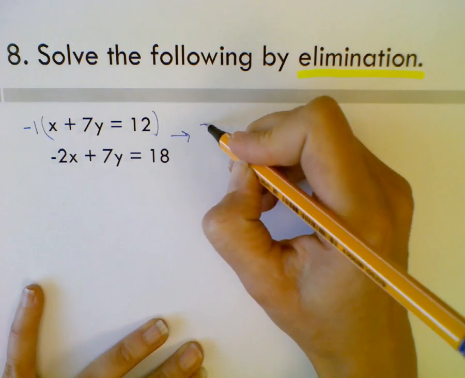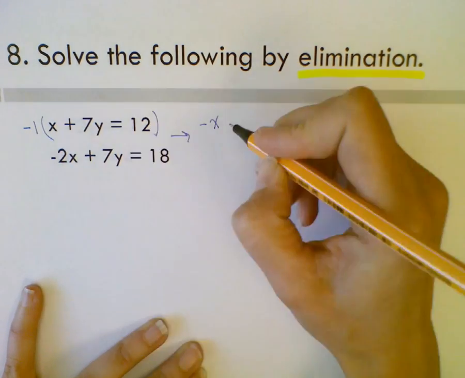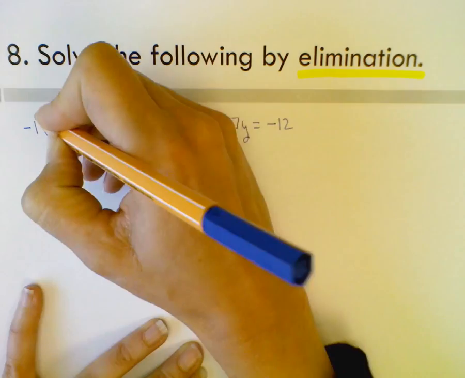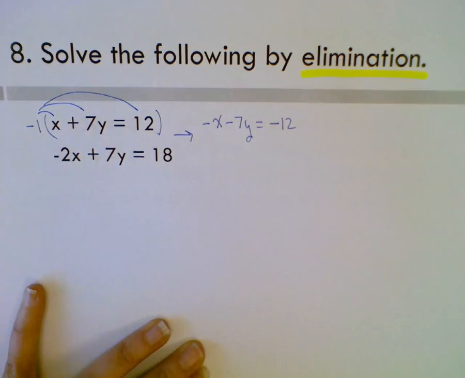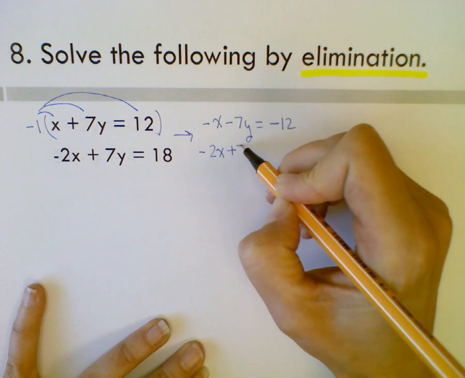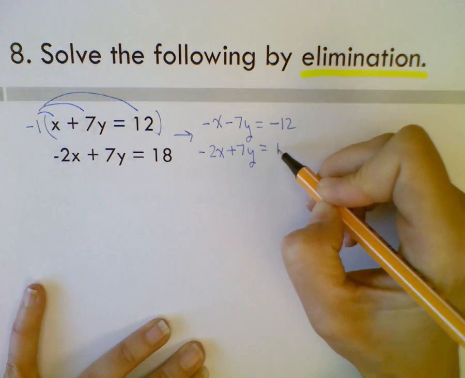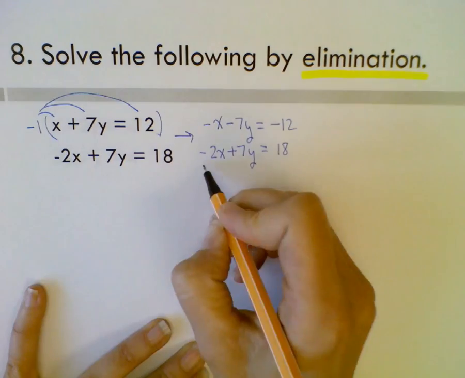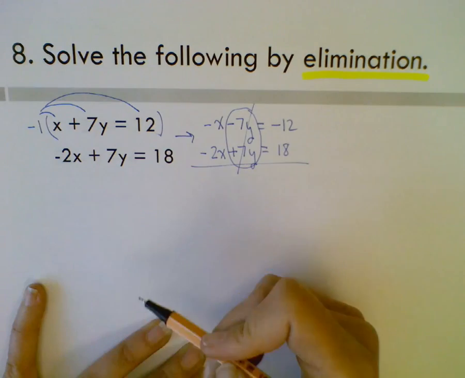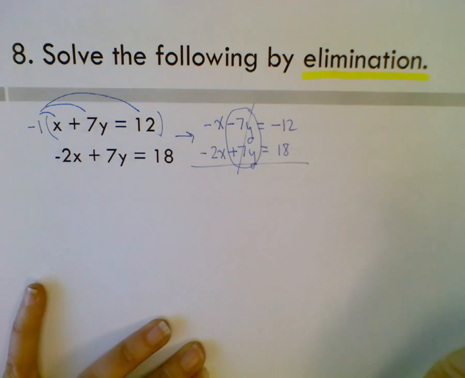Negative 1 times x is negative x. Negative 1 times 7y is negative 7y. That equals negative 12. Don't forget to multiply every single piece there. Okay? Don't forget. And then my other equation just comes on over because I haven't changed anything there. I'm just going to copy it over the same. And then I see that my 7y's now eliminate. They cancel each other out. Negative 7 plus 7, that's 0.